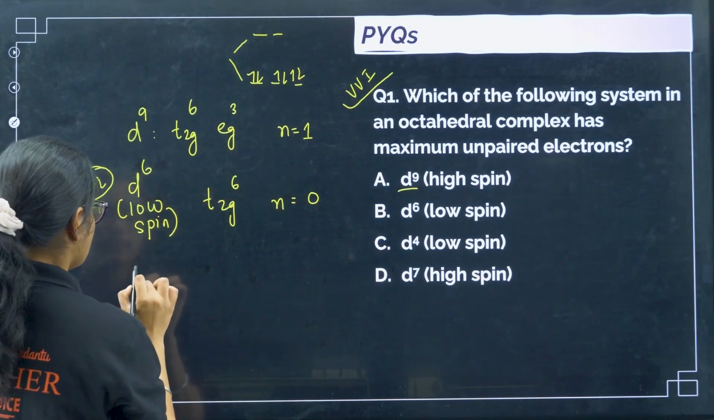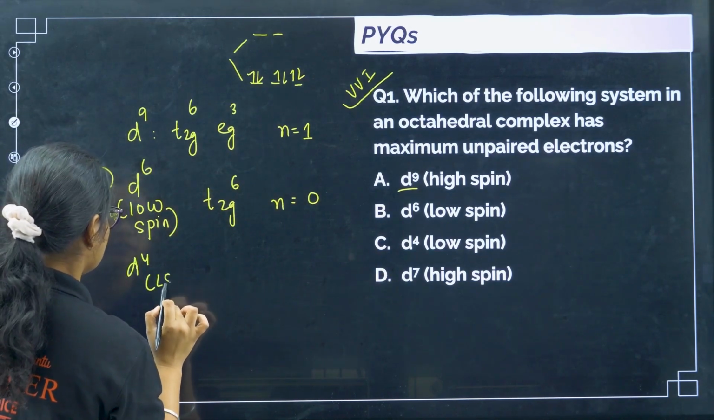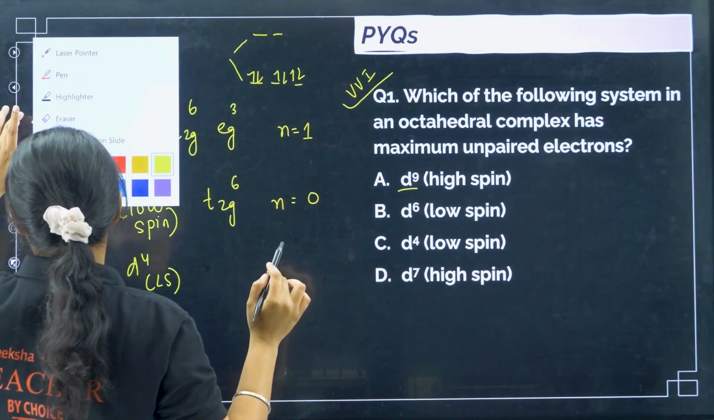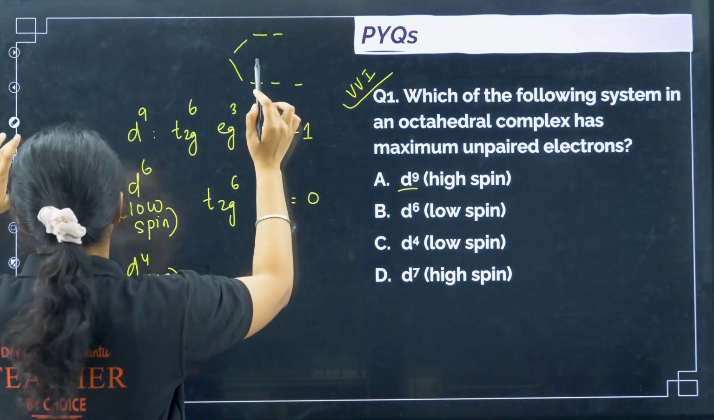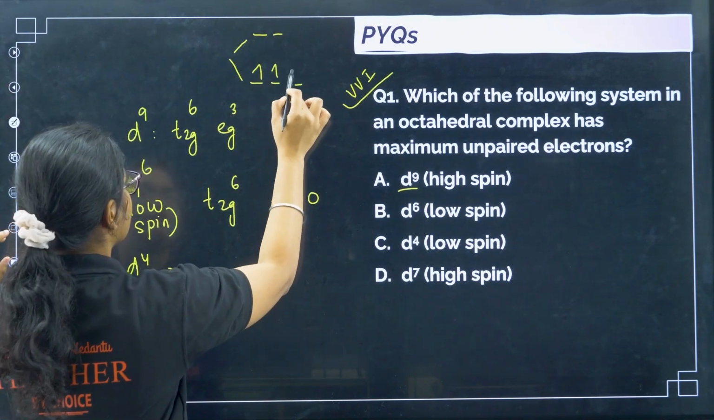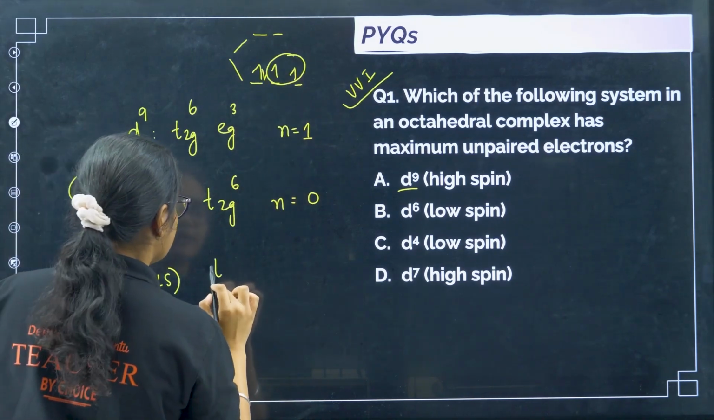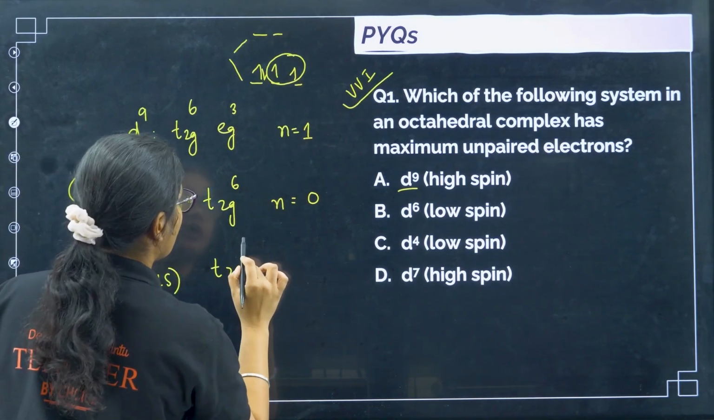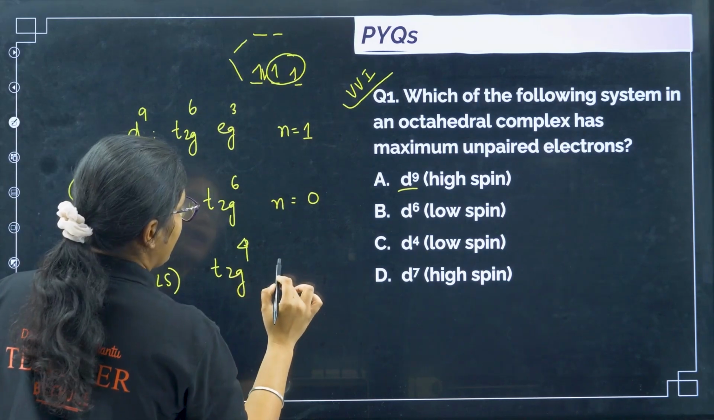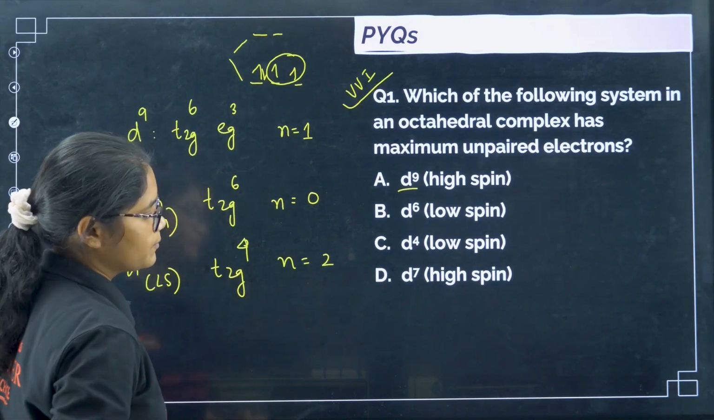D4 low spin, again here I have to write, so that D4 low spin means pairing will take place, 1, 2, 3 and 4. I have 2 unpaired electrons, right? So it is T2G 4, right? And the number of unpaired electrons here is 2.